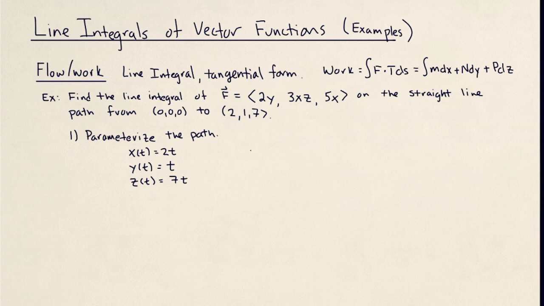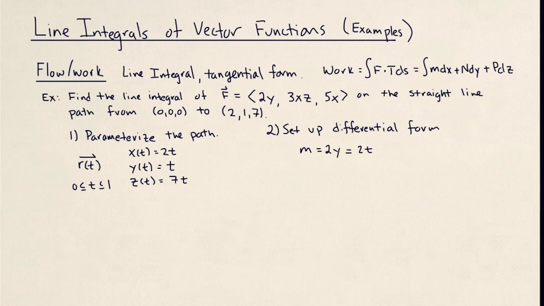I'm using final minus initial times t plus initial, but this is really easy because the initial point is just 0, 0, 0. In the theory, we've been calling this parameterization R of t. The standard choice for letters is to call the x component of the force M, the y component of the force N, and the z component of the force P.